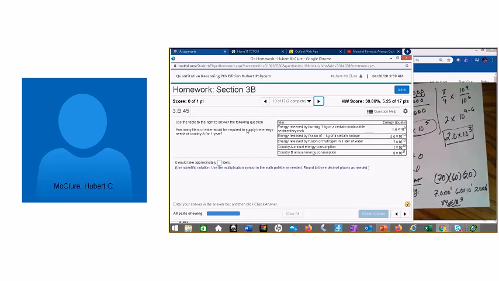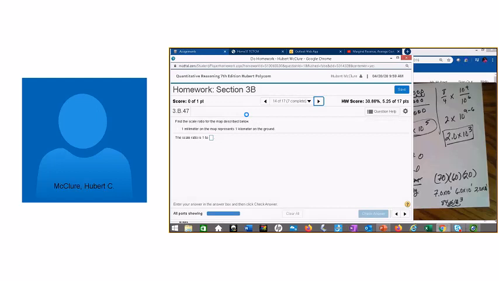Use the table. How many liters of water would be required to supply the energy needs of country A for 1 year? Country A. Okay, we're not doing these. I'm not going to do those. These questions are not very good. Okay, we're just going to cut. Hold on, because I don't see any good ones.